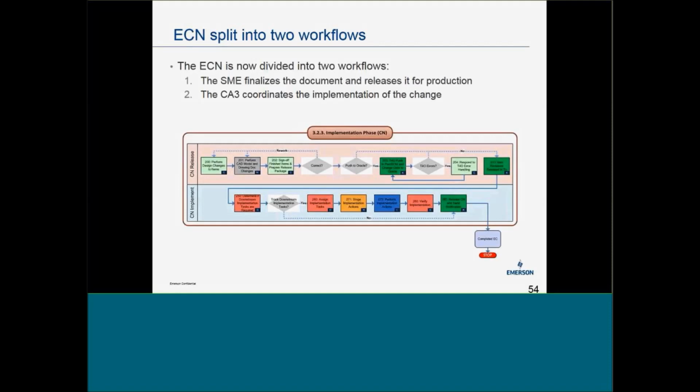And the release workflow will be owned by the SME, and the implement workflow will be owned by the change analyst. So the SME will finalize the documents in the CN release workflow, and the items will be released to production. Once that's complete, the items will be initiated in an implement workflow, and then this separate workflow will be used to track the implementation activities that are done to make the change effective.